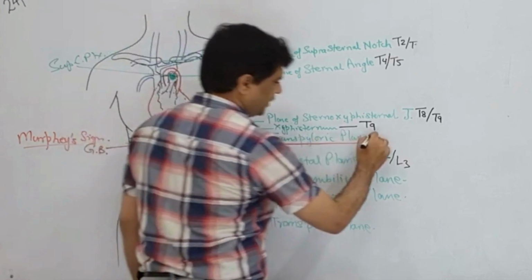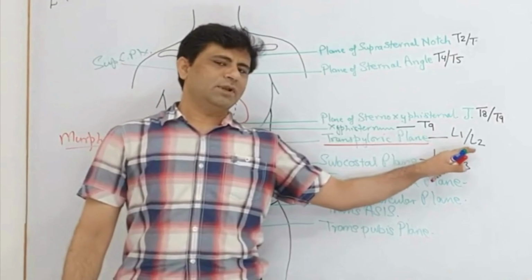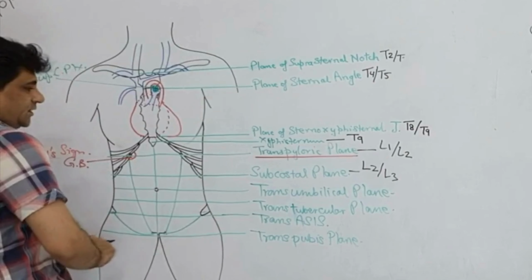The subcostal plane is passing between L2, L3. The transpyloric plane was passing between L1, L2. Remember this. Transpyloric: lower border of L1, upper border of L2. Subcostal: lower border of L2, upper border of L3.